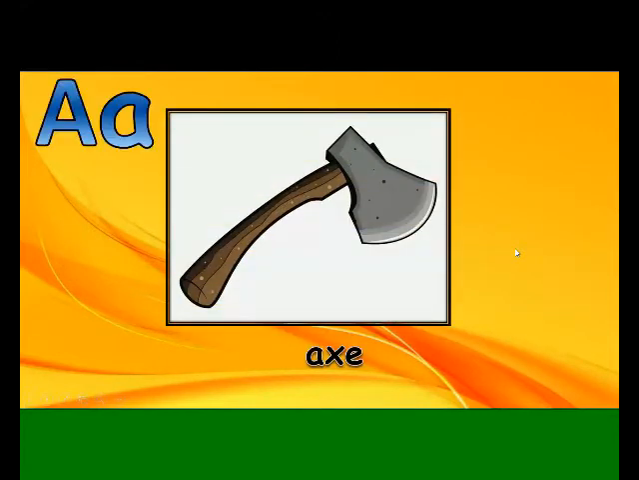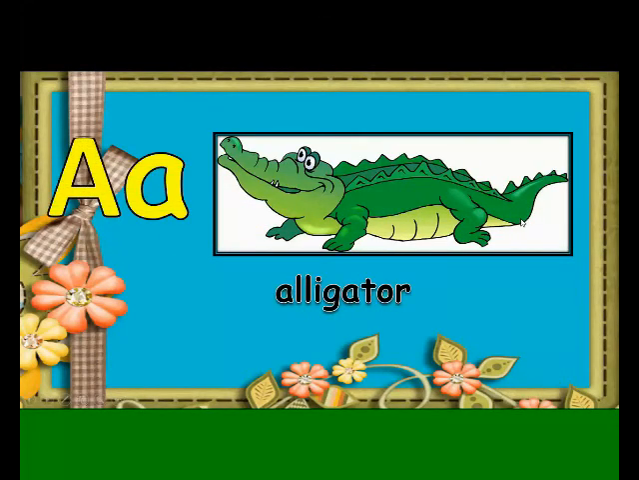And the next object is axe. A axe. This is the picture of axe. This is used for cutting wood. Now the next object is alligator. What is this? This is alligator. Its color is green and it lives in water. It lives in water and also in sand. And this is very harmful for us.